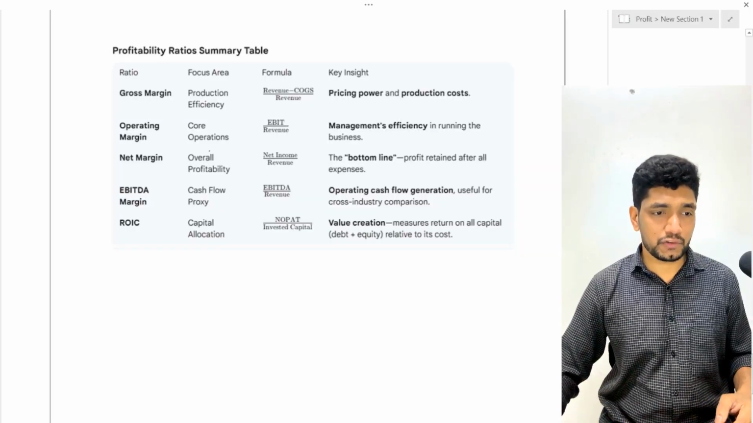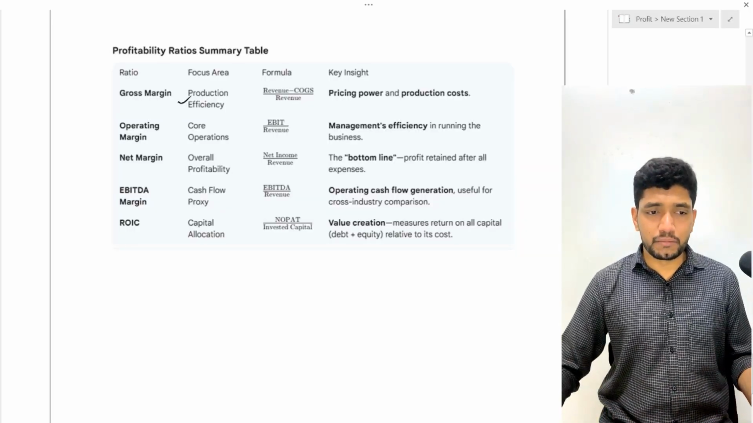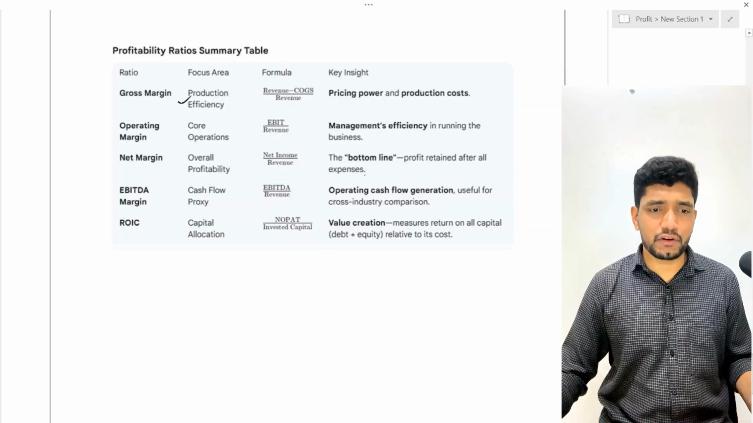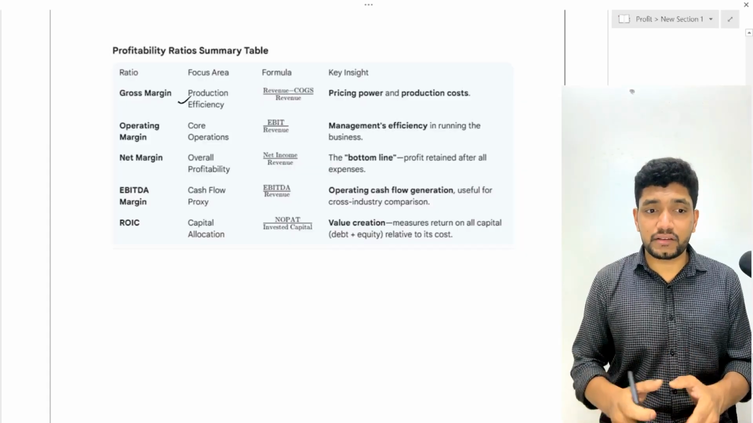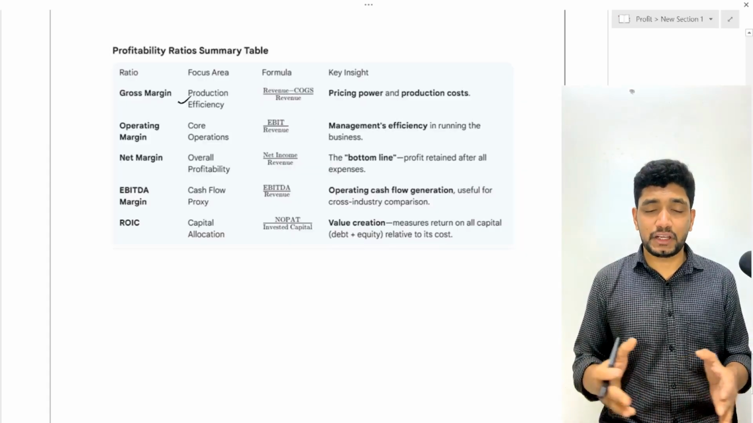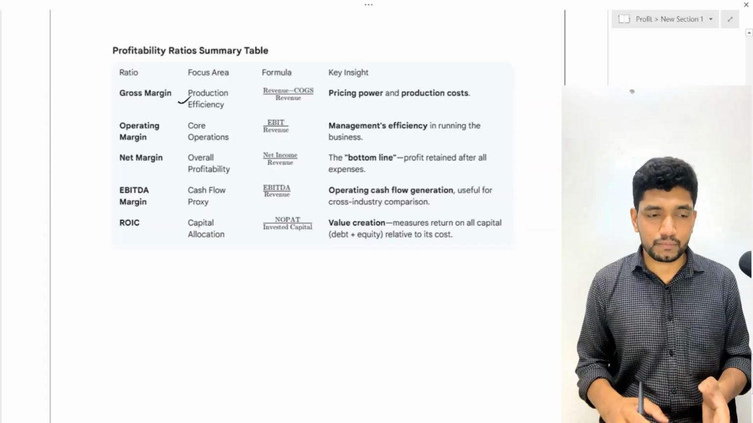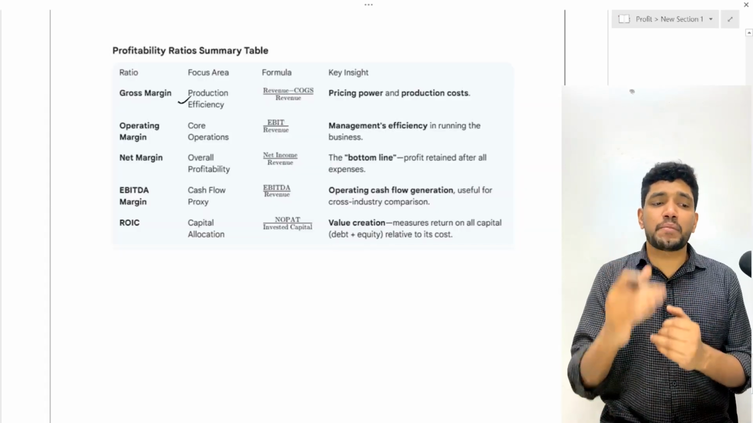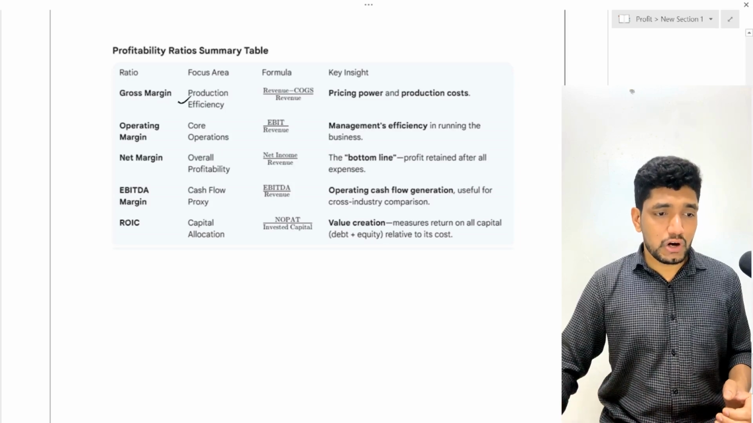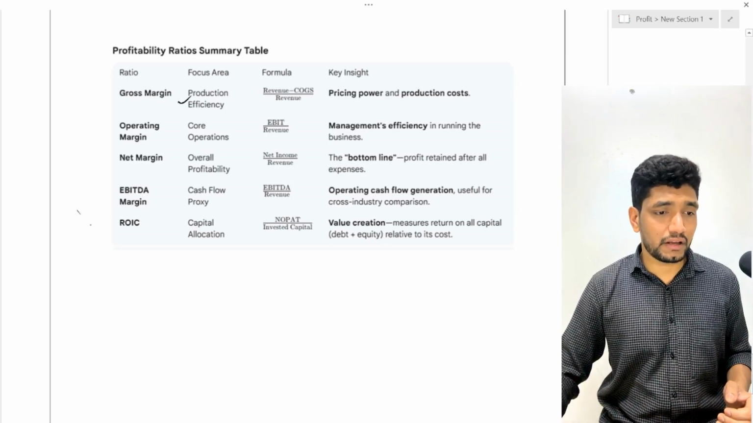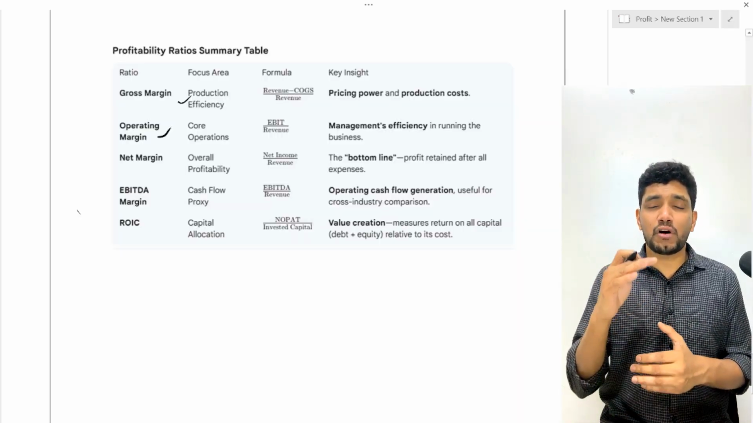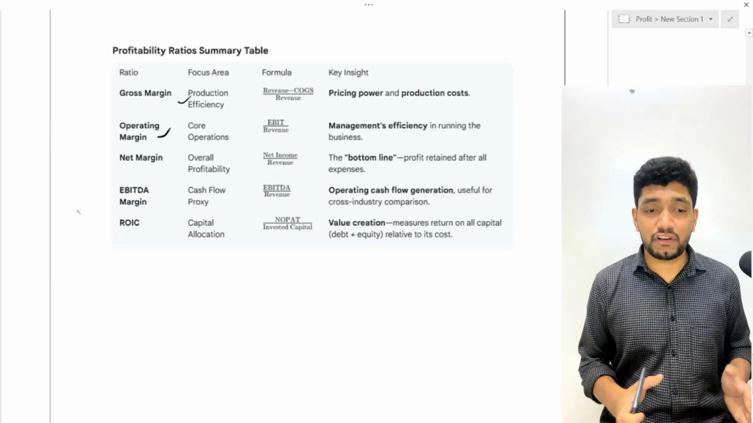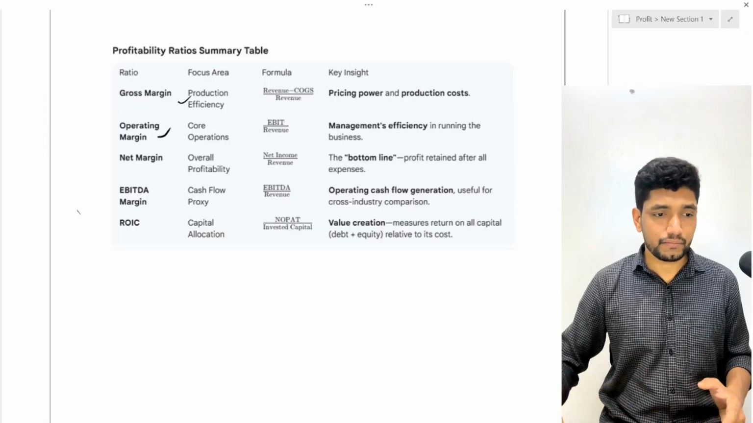The first one is gross profit margin. It's very simple. Gross profit divided by the revenue. That means it's analyzing the pricing power and its production or its purchase cost. Then the operating margin. Operating margin is analyzing the company's core operation or operational efficiency, management efficiency in running the business.